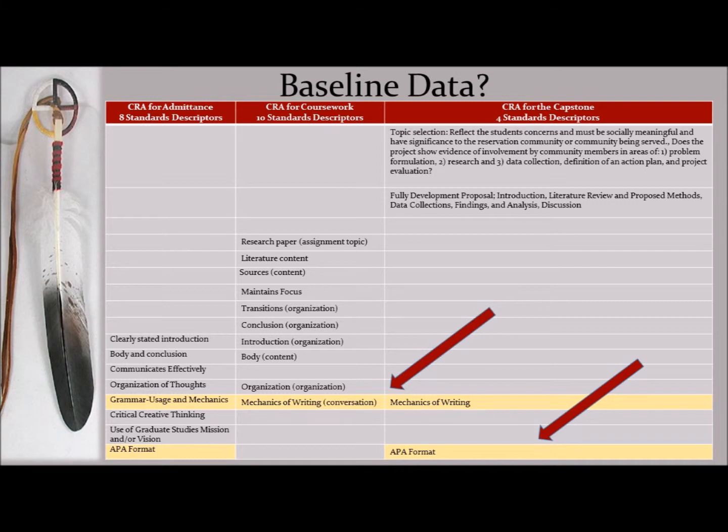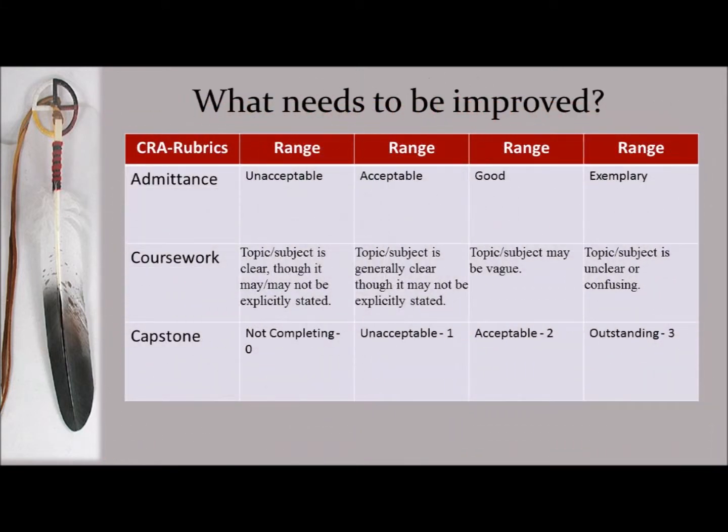As previously noted, the standard descriptors chosen for admittance, the coursework, and the capstone are not consistent, and neither are the point range descriptors. For admittance, the point range is either unacceptable, acceptable, good, or exemplary. For the coursework, the point range specifically previews the topic for clarity, while a capstone range includes not completing, unacceptable, acceptable, and outstanding. The selection of point descriptors could serve beneficial for student learning and should be open for review and discussion.